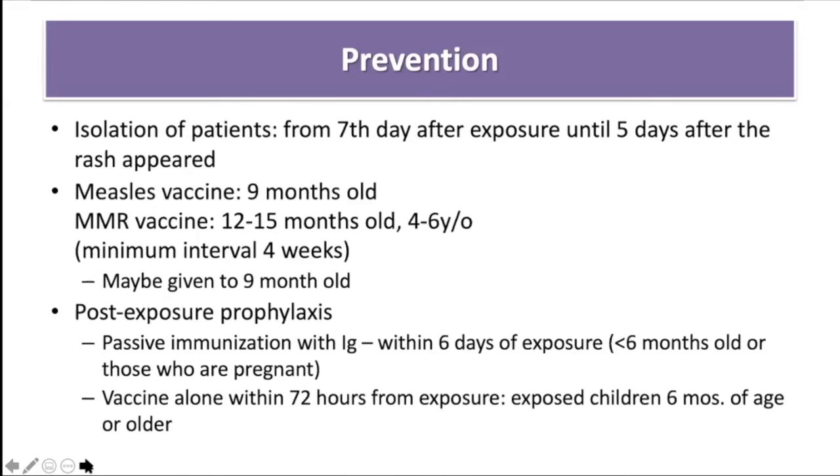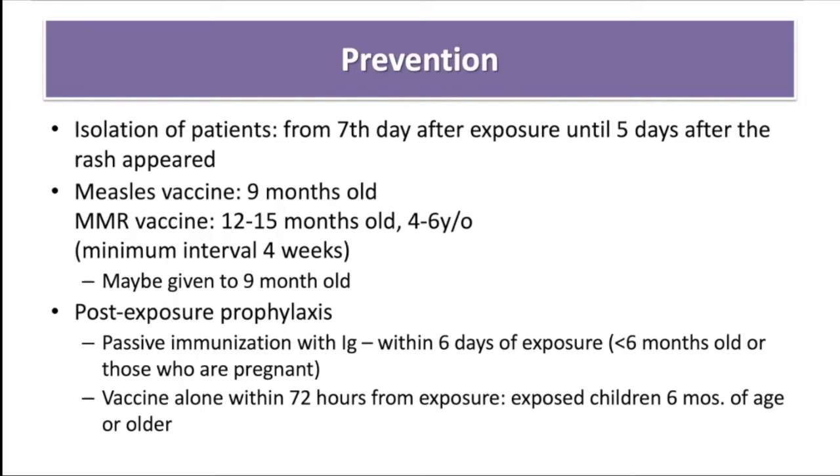What about prevention? So this is where we have a big responsibility. For the prevention of measles, we need to isolate the patient from 7th day after exposure until 5 days of the appearance of the rash. Post-exposure prophylaxis should be considered in unvaccinated contacts. So post-exposure prophylaxis can be done with measles vaccine within 72 hours or 3 days after exposure to measles.